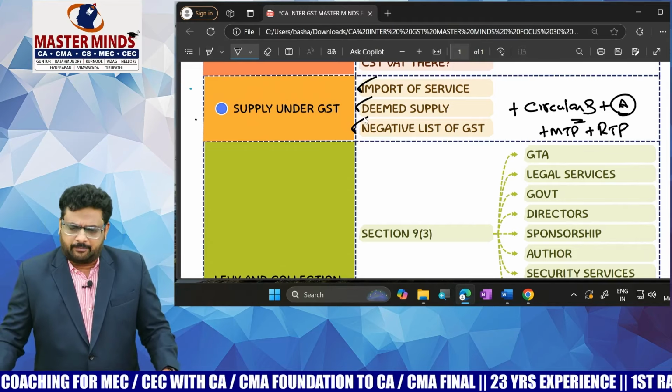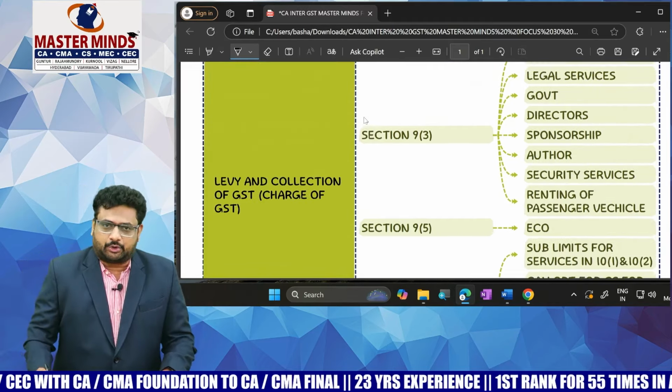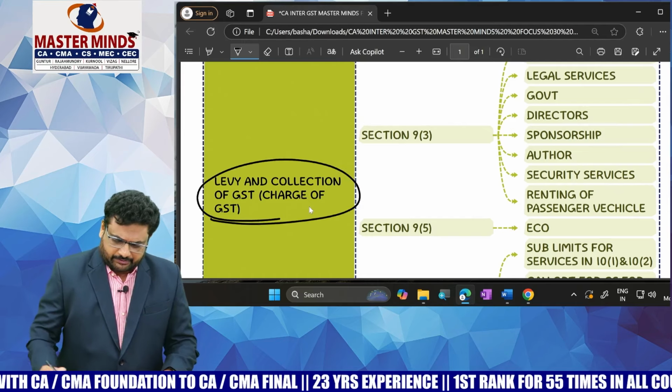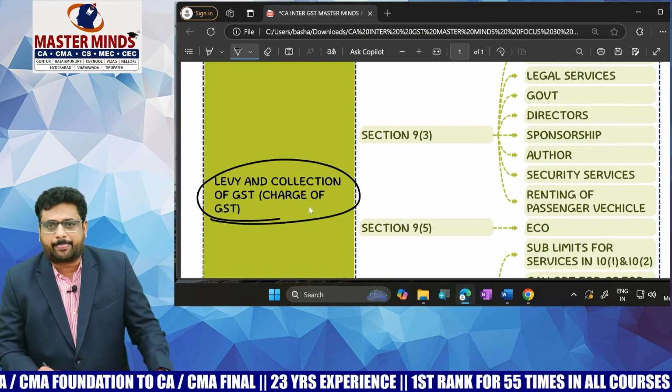The next chapter will be levy and collection of GST. It is called charge of GST.